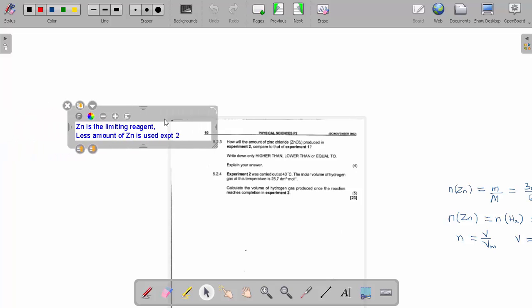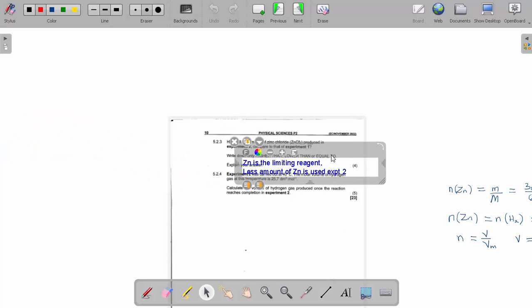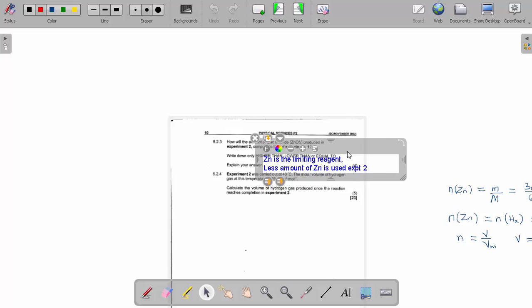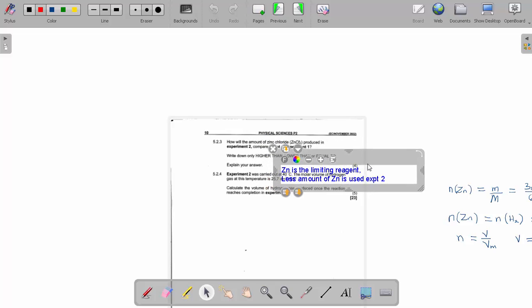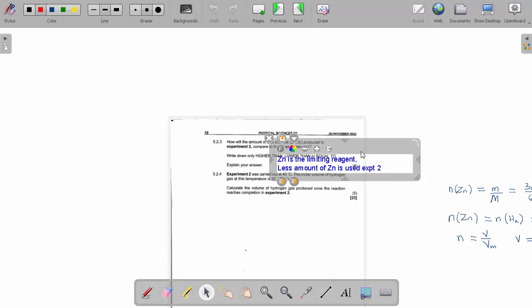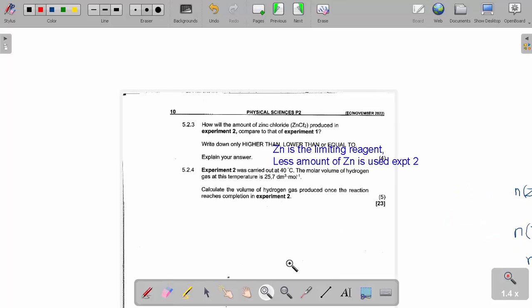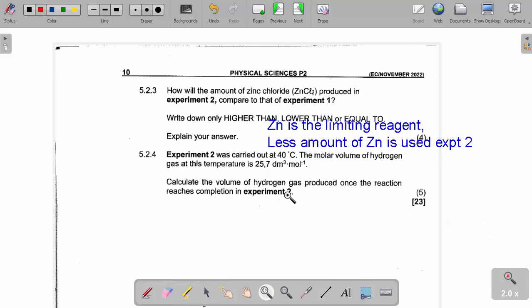So we are saying it is lower than because zinc is limiting. Zinc is the limiting reagent, and of course we see there's more zinc in experiment 1 than in experiment 2. That's why zinc is limiting, and so we're going to say it's lower than.